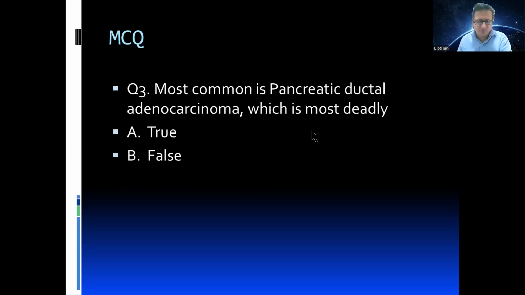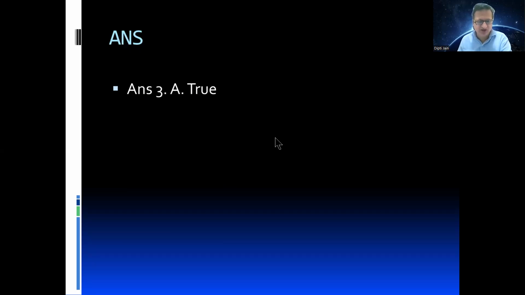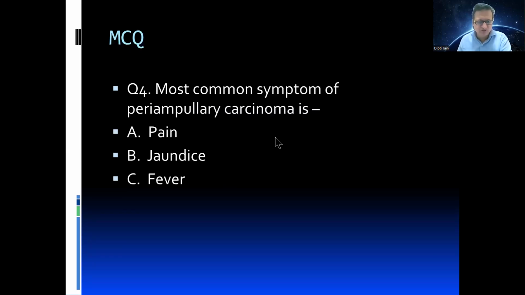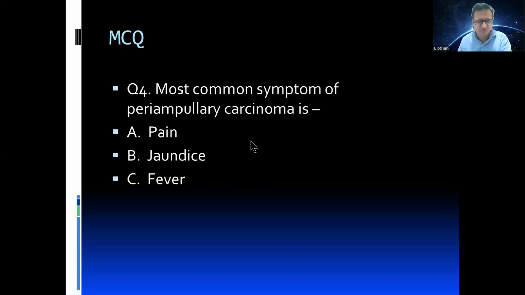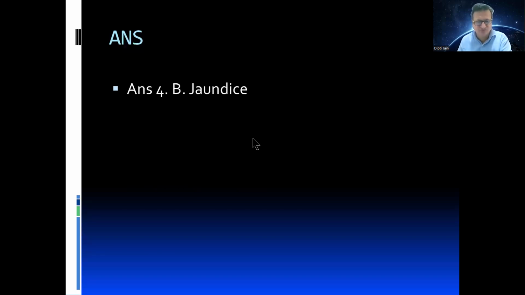Most common is the pancreatic ductal adenocarcinoma, which is mostly deadly. True or false? Yes. In periampullary carcinoma, pancreatic ductal adenocarcinoma is the most common one and deadly also. Most common symptom of the periampullary carcinoma is pain, jaundice, or fever. So we already discussed it's obstructive jaundice, which is the most common symptom of the periampullary carcinoma group.